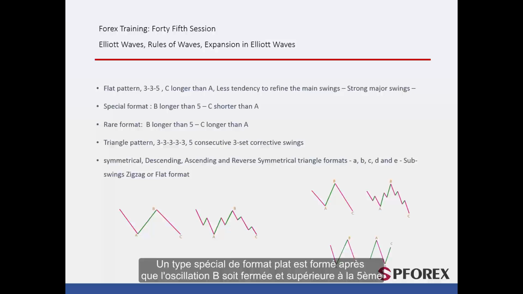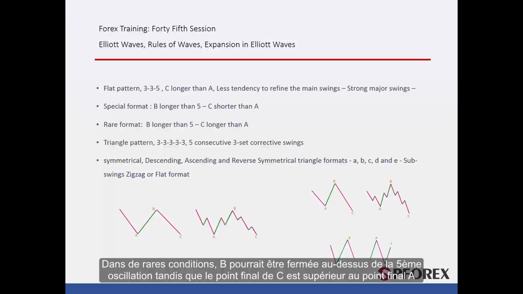A special type of flat format is formed after the swing B is closed higher than the fifth swing and the swing C is lower than the swing A in a bullish trend. In rare conditions, B may be closed over the fifth swing, while the C endpoint is higher than the A endpoint.